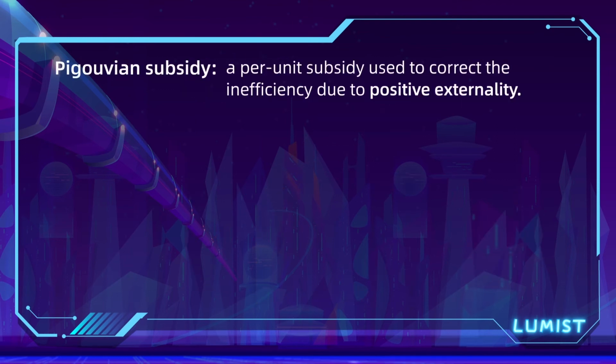Now let's take a look at a Pigouvian subsidy, which is a per unit subsidy used to fix market failures caused by positive externalities. Positive externalities are the opposite of a negative externality. So intuitively, you'll know that a Pigouvian subsidy will just create the opposite effect of a Pigouvian tax.